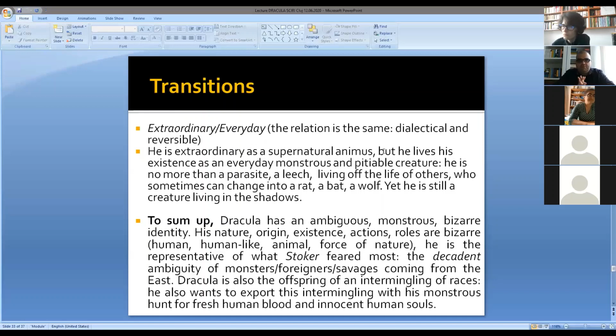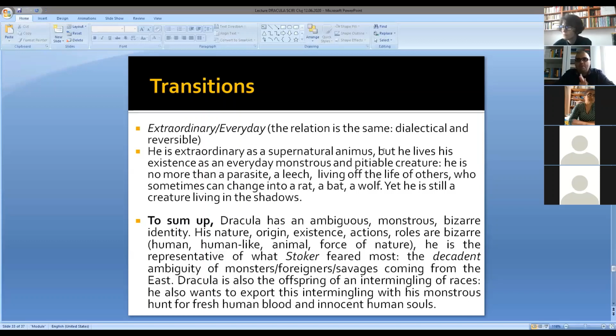To sum up about his nature, Dracula has an ambiguous, monstrous, bizarre identity. His nature, origin, existence, actions, roles are bizarre. He has roles of human, human-like, animal, or force of nature. He can have the appearance of a human, but he cannot be human. So he can be human-like. He can be an animal, and he also can be a force of nature because he can also transform into dust.